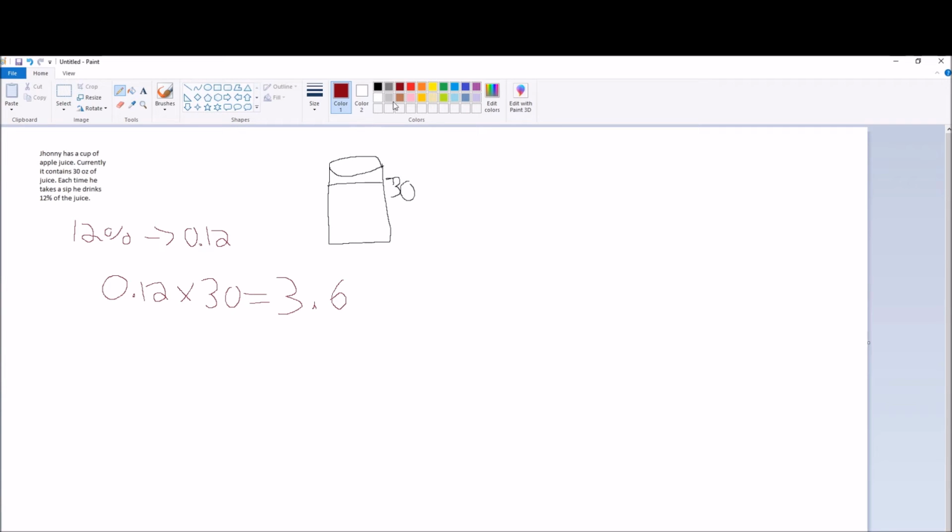And now, is this a percent increase or decrease? It's a decrease. So that means I'm going to go ahead and subtract. So I'm going to switch colors here. Now I'm going to do 30, my original, minus the 3.6, which is going to give us what? 26.4. So after he takes his first sip, we have 26.4 ounces left.